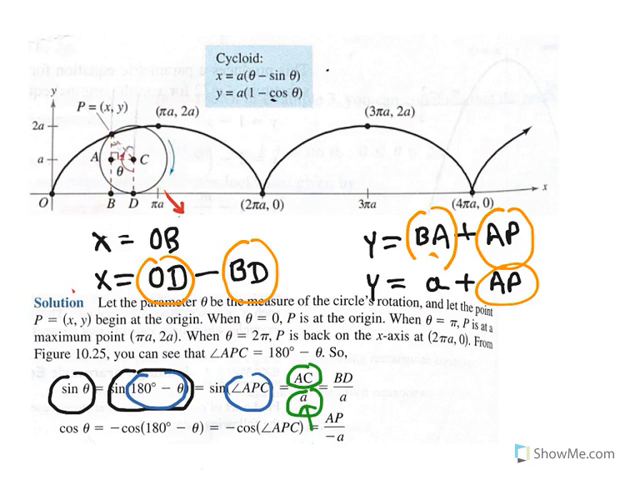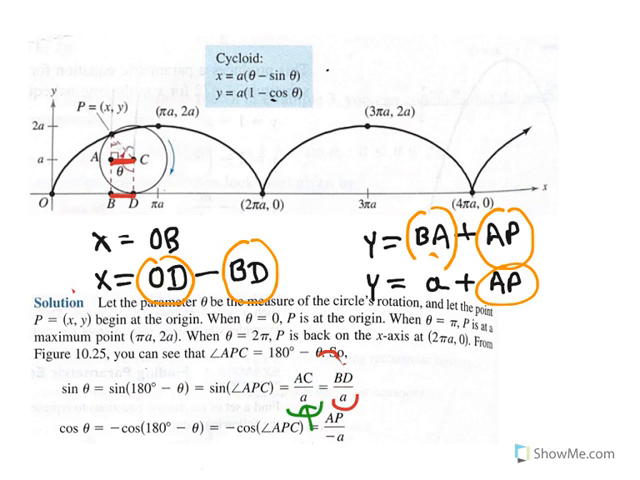And make the observation that, looking at this diagram, the distance from A to C is equal to the distance from B to D. So you can replace AC with the distance from B to D, over a. So now we can actually solve for BD, because take a look at what we have here.